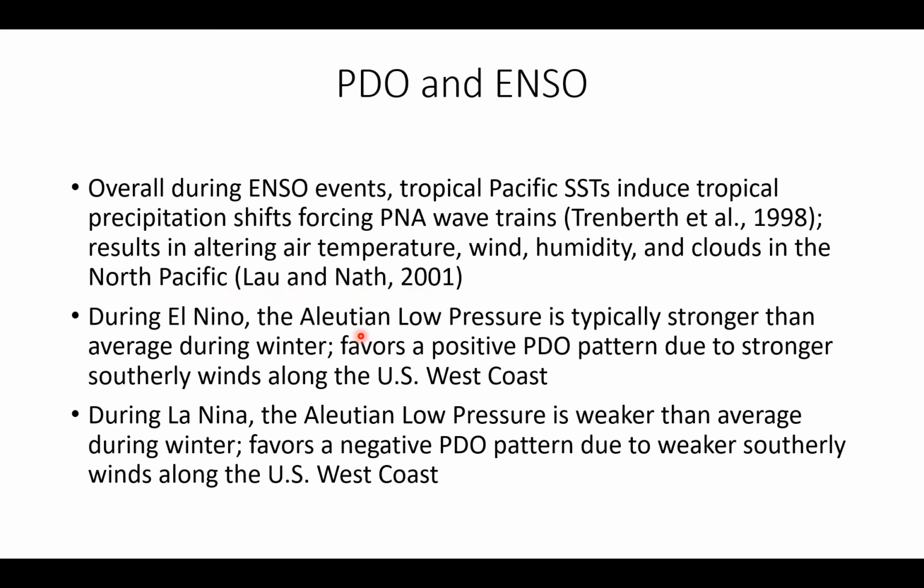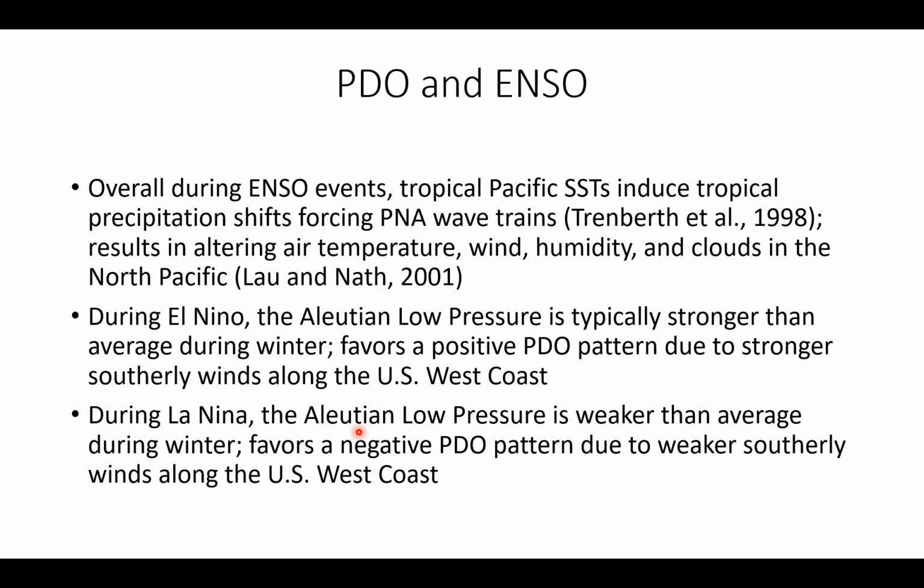Now, during El Nino, the Aleutian low pressure is typically stronger than average during the winter. This favors a positive PDO pattern due to stronger southerly winds along the U.S. West Coast. I mentioned this earlier in the presentation. The stronger the Aleutian low, the stronger the southerly winds on the front side, or the east side, of that Aleutian low, that counterclockwise circulation. That's going to lead to potentially a positive phase of the PDO, or higher than normal sea surface temperatures along the west coast of North America, specifically the United States.